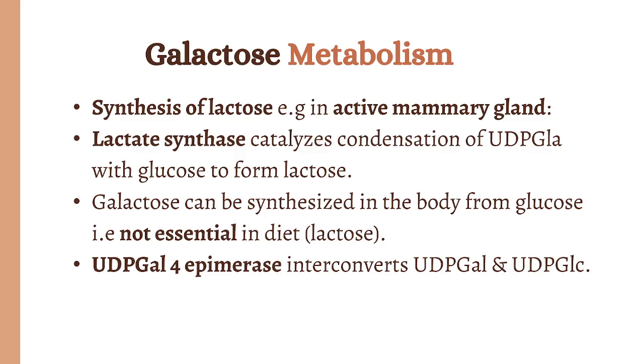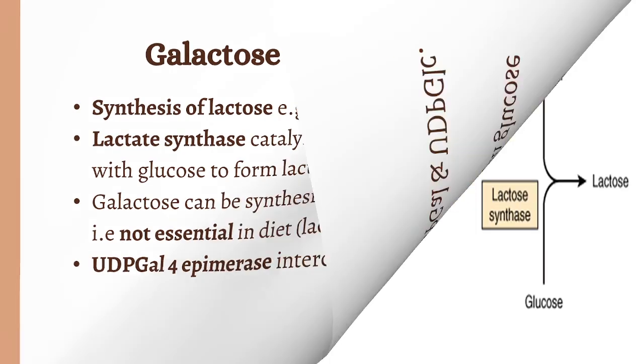We said galactose metabolism is relevant to synthesis of lactose, which is needed for the production of milk in active mammary glands in humans and other mammals. Lactose synthase catalyzes the condensation of UDP galactose with glucose to form lactose. The lactose itself can be synthesized in the body from glucose. The body doesn't have to take it in the diet. UDP galactose 4-epimerase interconverts UDP glucose and UDP galactose, the two substrates for the synthesis of lactose.